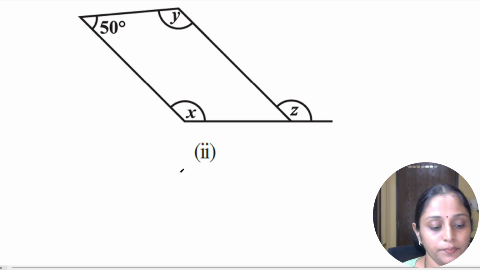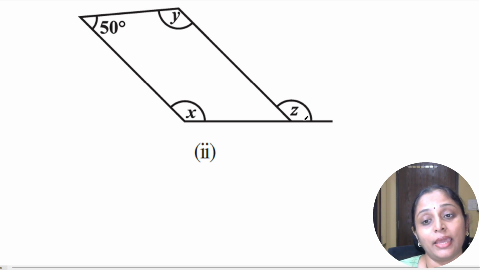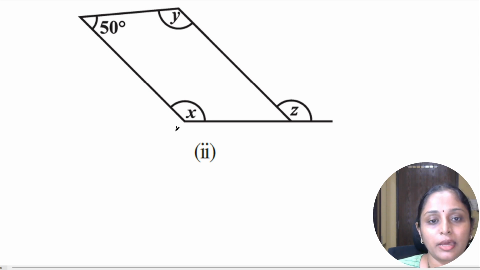Now, here I have x and y as two angles of the parallelogram, in fact opposite angles, and z is the exterior angle of this particular vertex. If I name this parallelogram A, B, C and D, I know that angle B is equal to angle D. Why? Because they are opposite angles of a parallelogram.